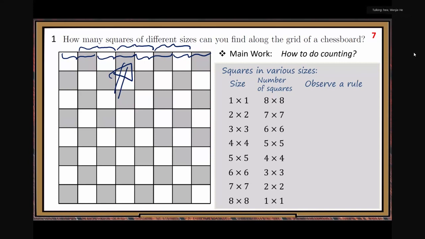Yeah, there is a rule there. First, we represent the size as m by m. So we use a variable m to represent the sizes, m by m, any size. Then we use another variable n to represent the number of squares. Can you tell me what is the relationship between m and n? There is a rule. Some interesting property there.